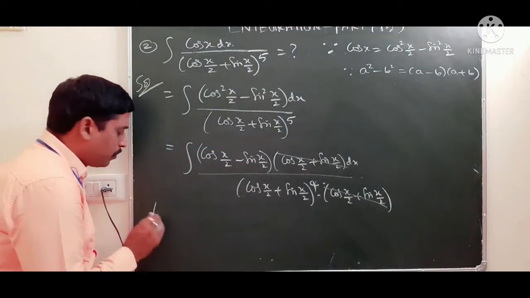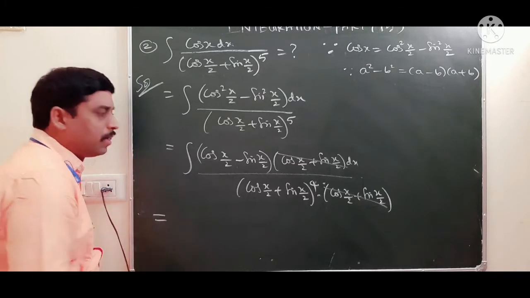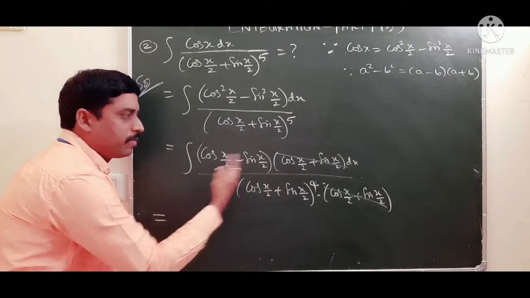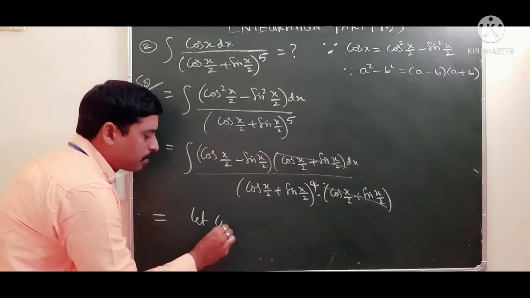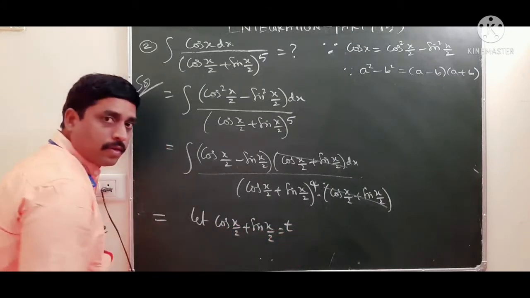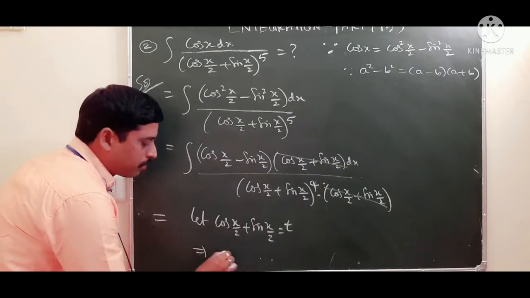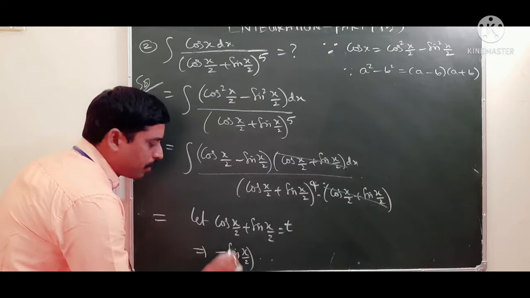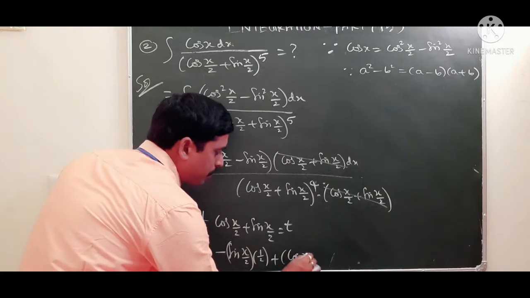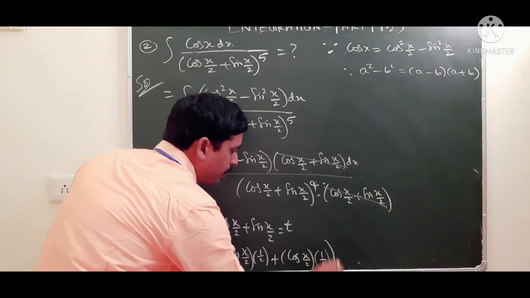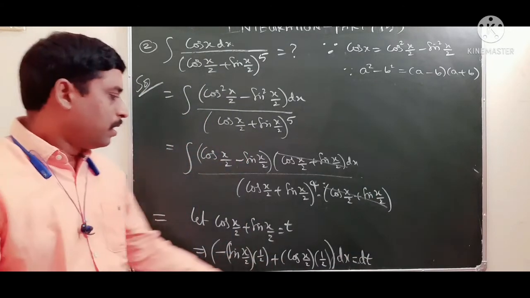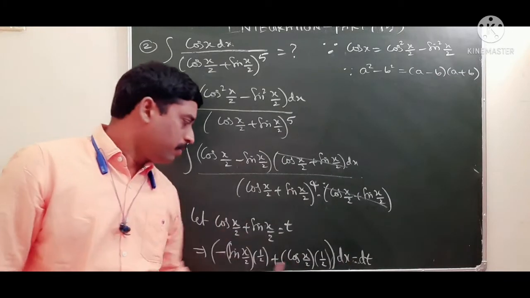Now let us take cos x by 2 plus sin x by 2 is equal to t, because its derivative is there in the numerator. Now take the derivative on both sides. The derivative gives (cos x by 2 minus sin x by 2) into 1 by 2 dx is equal to dt. Now (cos x by 2 minus sin x by 2) dx is equal to 2 dt.